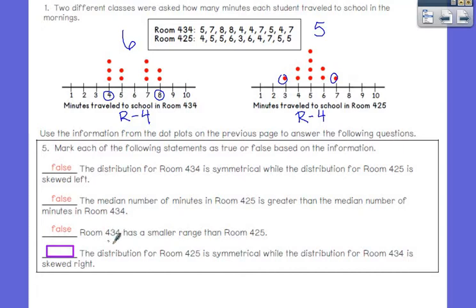The next one says the distribution for room 425 is symmetrical. I agree it's symmetrical, while the distribution for 434 is skewed to the right. Well, this is not skewed at all, so I would have to say that this is false. However, they said it's true, but I disagree with that. It would have to be false.